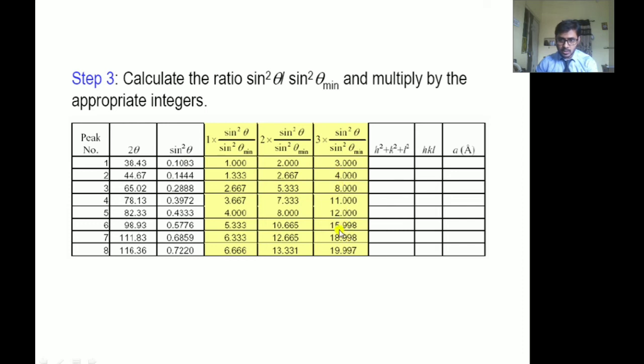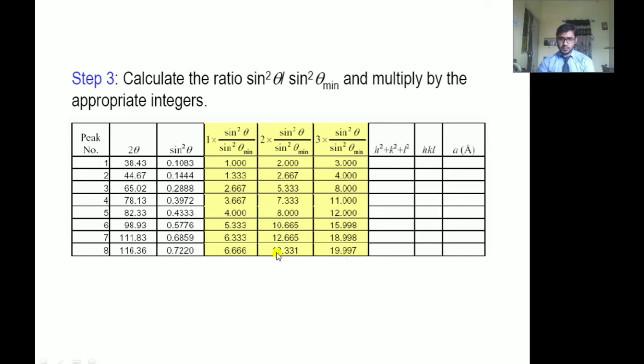I get this whole number here. This is 15.998998. That means you can consider it very close to 16, so you can put this value as 16. Here it is 18.998, so you can say it is 19. Here it is 19.997, so you can say it is 20.